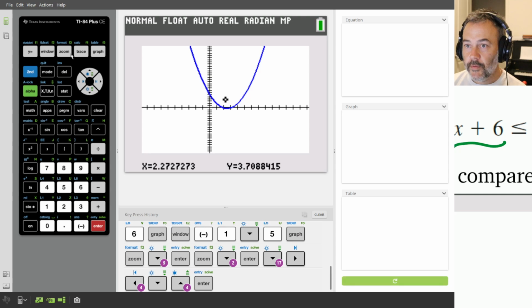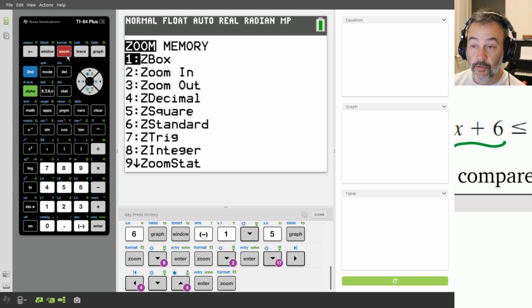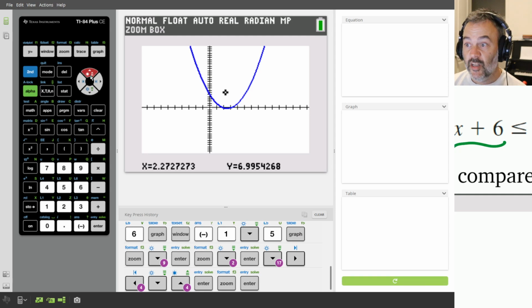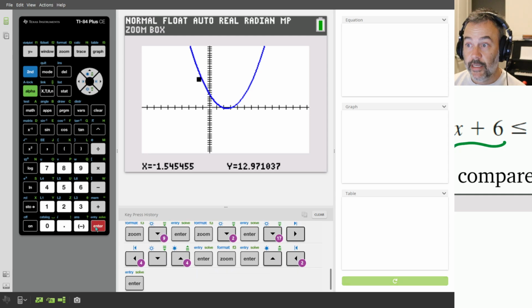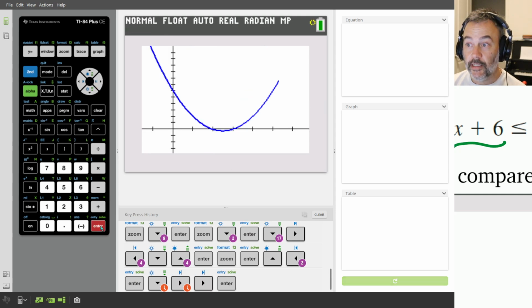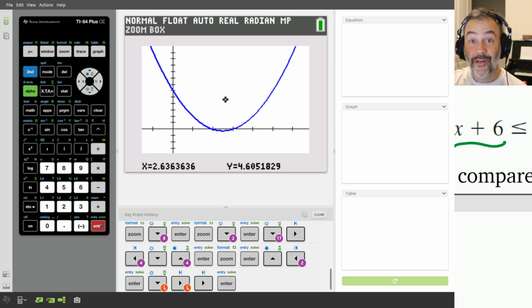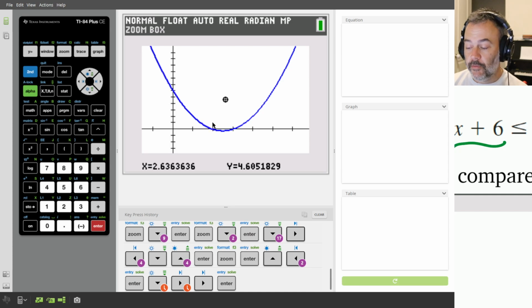That should work. Actually, since I'm showing you some zooms, if you hit zoom, you can actually do zoom box. That's the first one. Let me show you how that works. Zoom box allows you to put a box around whatever you want to see in the window. So notice I put my cursor here. I'll hit enter. I'll go down and then to the right. That seems like it's going to show me what I want. And then you hit enter and it resizes the screen to your box. Okay, so now back to what we were solving.